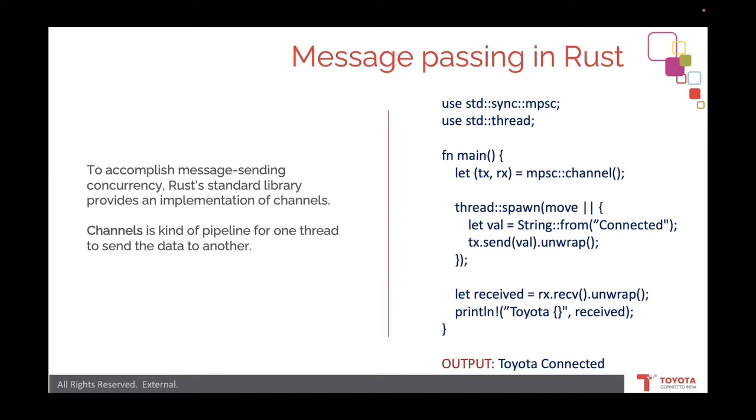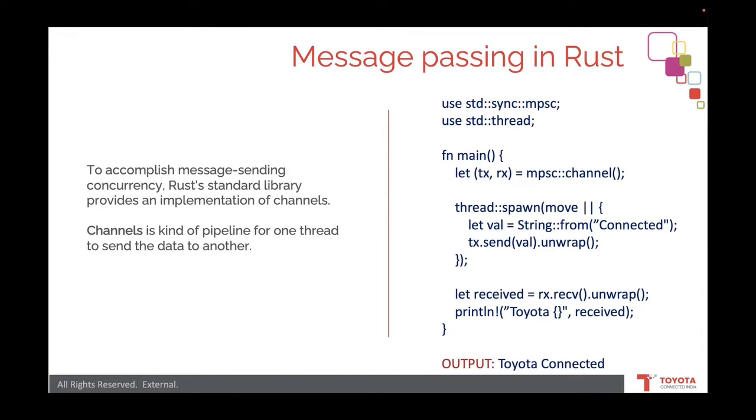The second thing that I explained to you is that we can also implement concurrency via message passing. To achieve message-sending concurrency, the Rust standard library provides an implementation of channels. So what is a channel? A channel is nothing but a pipeline where one thread can pass a message to another thread. And on the right side, you can see one example of the same thing.